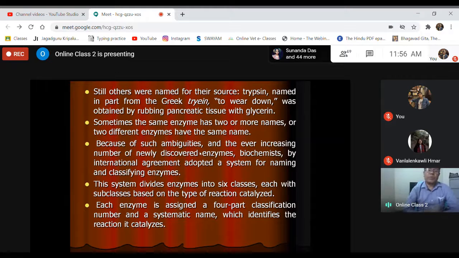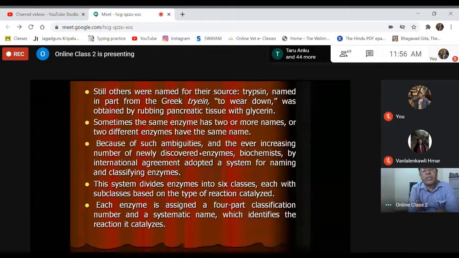Because of such ambiguities and the ever increasing number of newly discovered enzymes, biochemists, by international agreement, adopted a system for naming and classifying enzymes. So to remove these ambiguities, biochemists all over the world agreed to have a systematic naming of the enzymes.